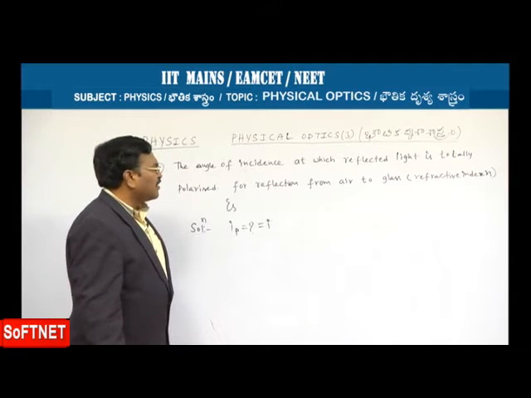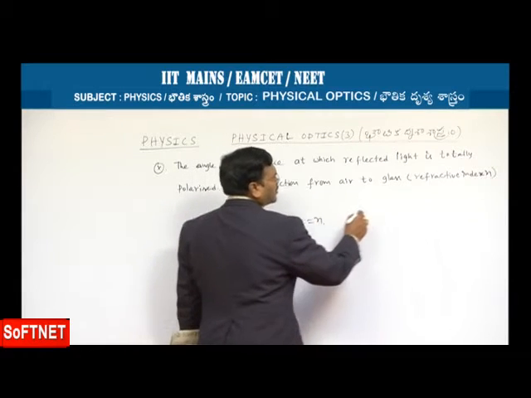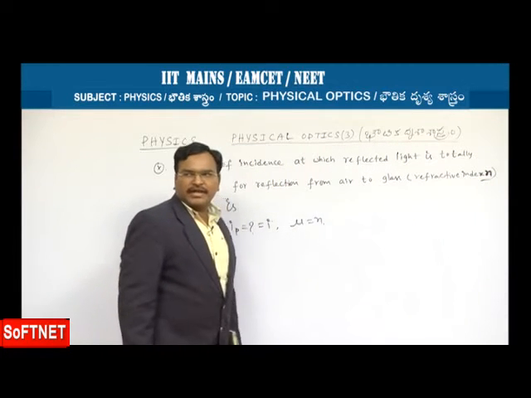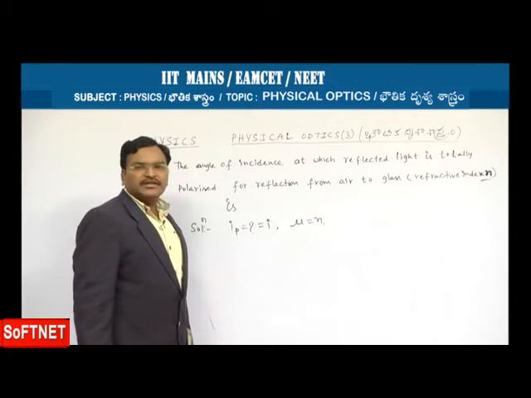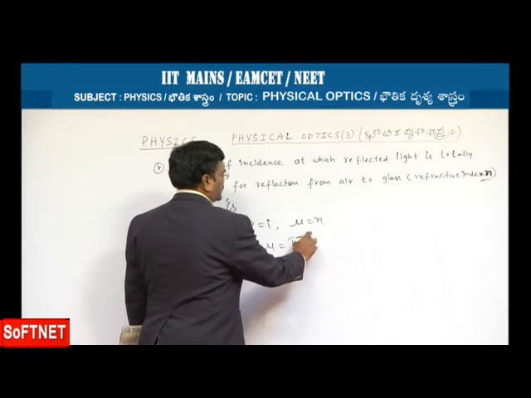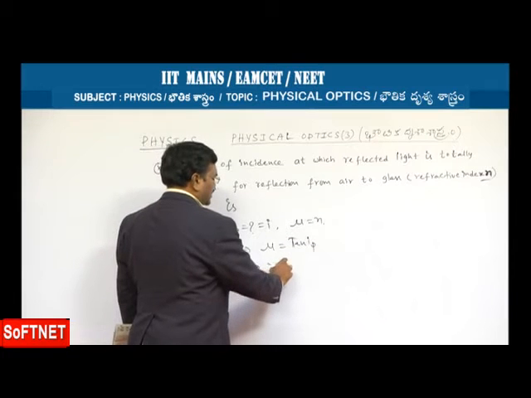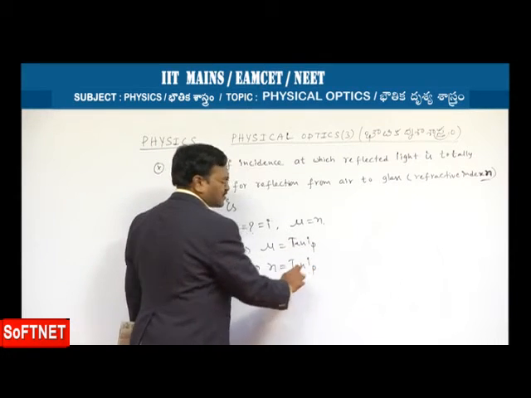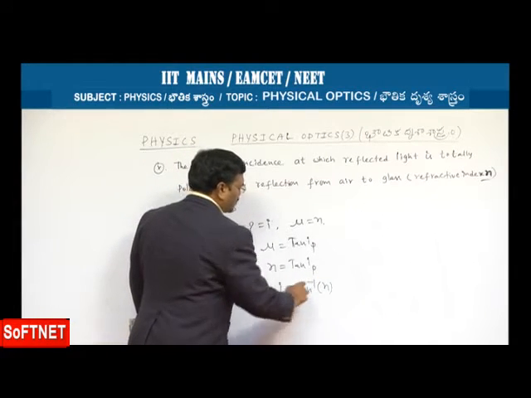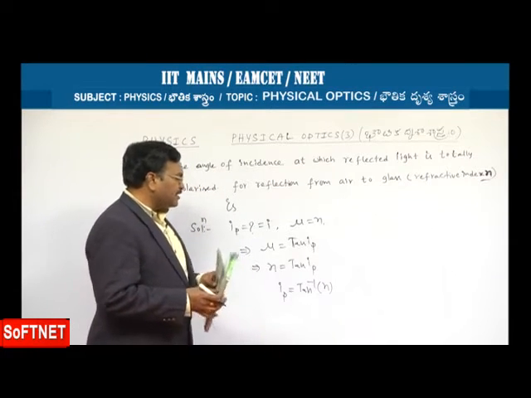Now according to Brewster's law, here the refractive index is n. According to the question, the refractive index of glass is n. So mu is equal to n. According to Brewster's law, mu is equal to tan IP. So n is equal to tan IP. From this, IP is equal to tan inverse of n. So that is the correct answer. We have the option IP equals tan inverse n.